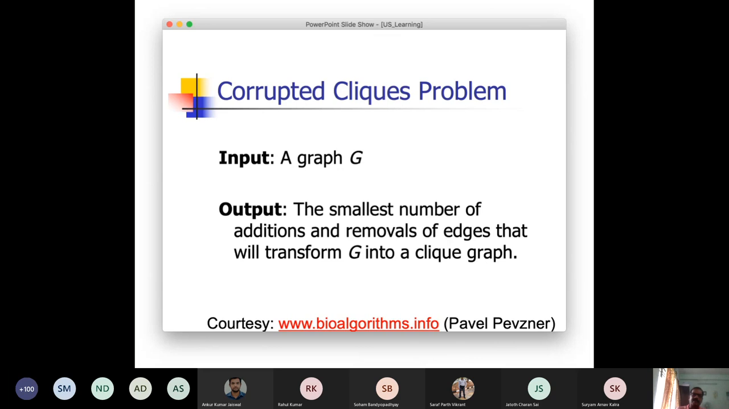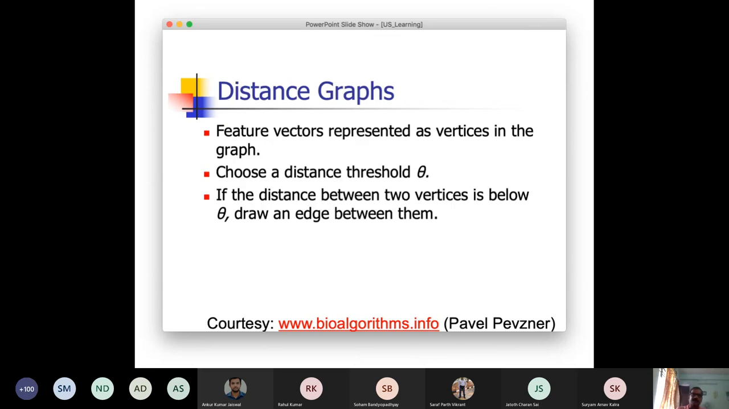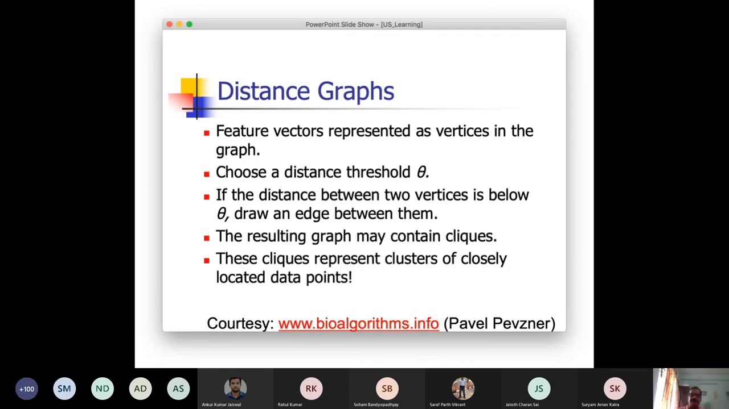So this problem is called the corrupted cliques problem. As I mentioned, you need to get a distance graph. We have discussed that you can represent the feature vectors, which are data points, as vertices, and you can choose a distance threshold theta. If the distance between two vertices is below this, then you can draw an edge between them. The resulting graph may contain cliques, and these cliques represent clusters of closely located data points.